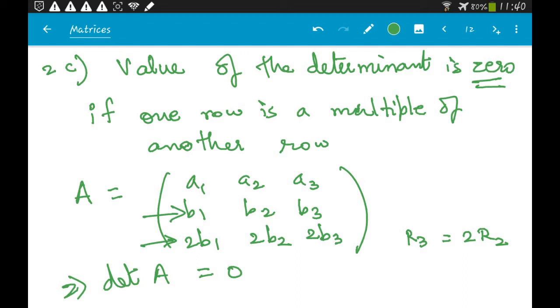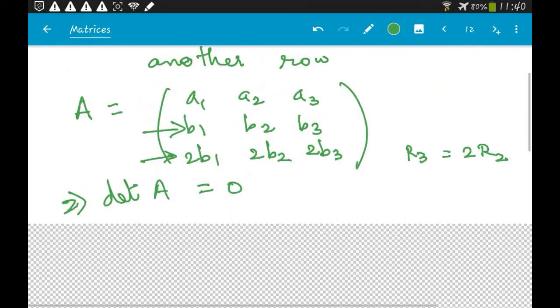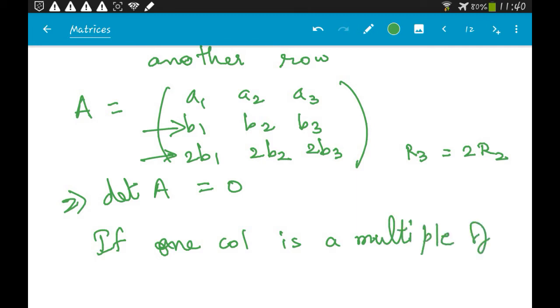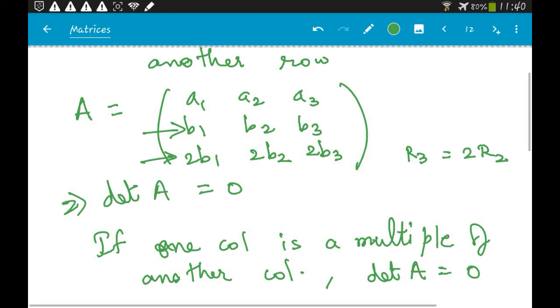So this is true for columns as well. If one column is a multiple of another column, then also the determinant of A will be 0. Okay, alright.